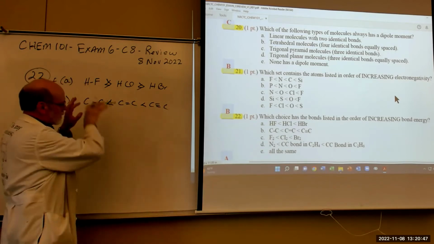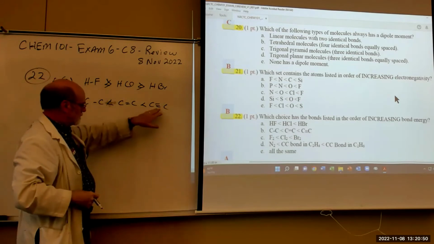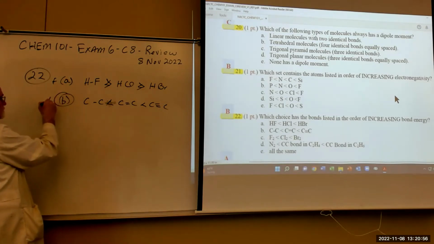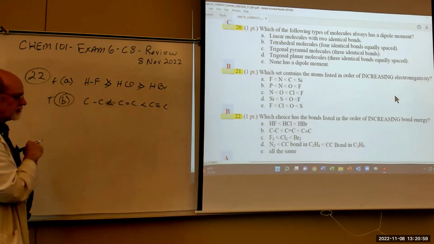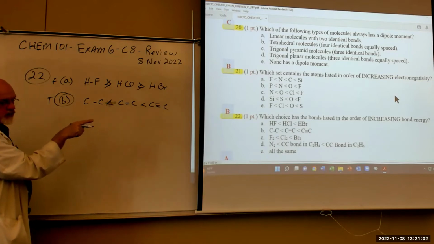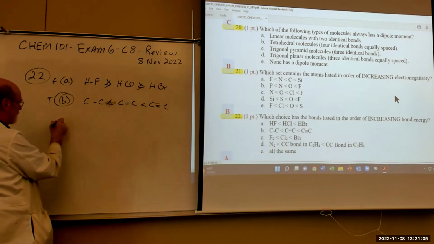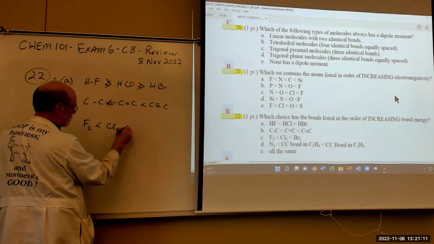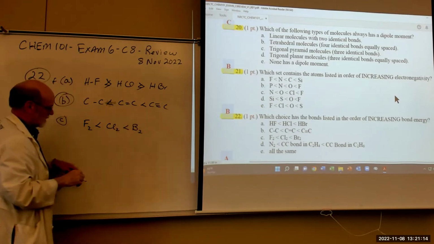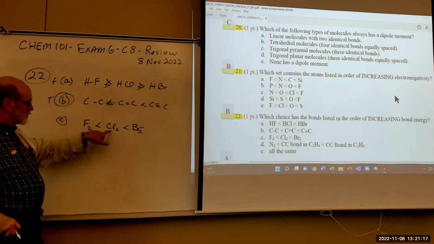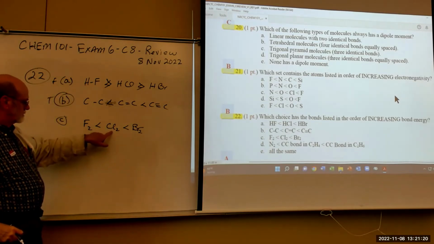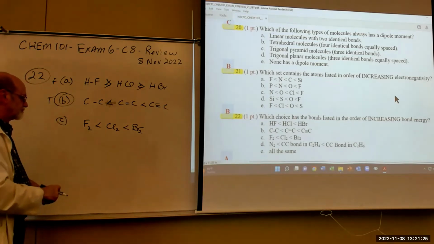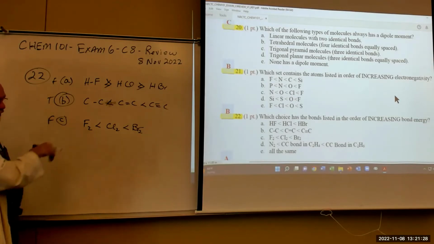Triple bonds, everything else being equal. This triple is stronger than that double, stronger than that single. That's true. What about the next one? All right, this one goes back to the one we already covered, where we had bromine. This one should be the strongest of all, and then it would be this one and that one. So that was false. They're out of order.